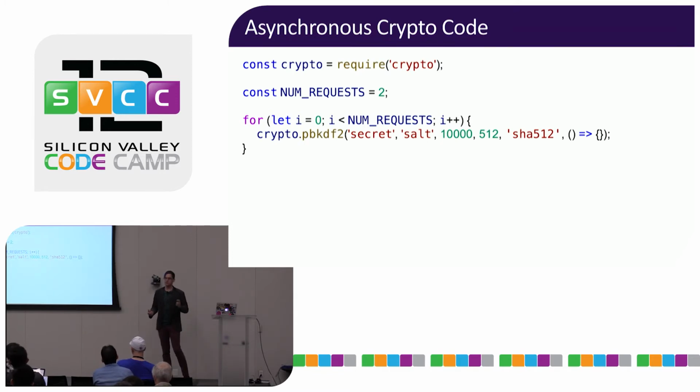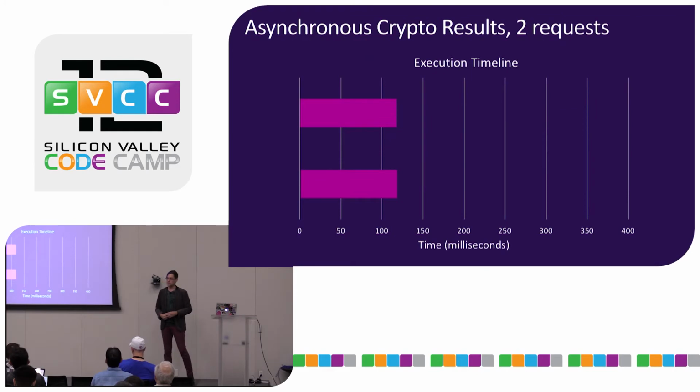And what we're timing here is from the time we first call pbkdf2 to the time that callback is called at the very end. So when we run this code, we're still doing exactly 2 hashes, but this time asynchronous. We get a timeline execution that looks like this. So you can see these 2 calls. They were asynchronous, and they were actually run in parallel.